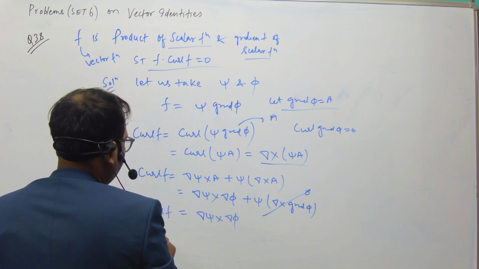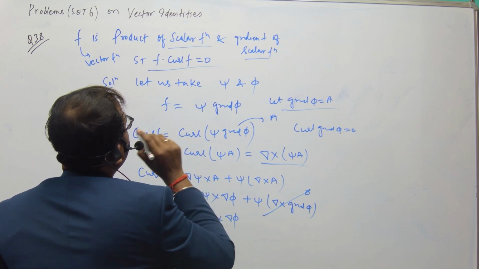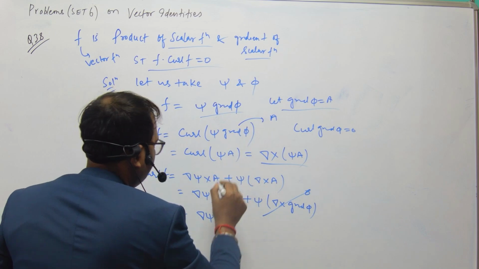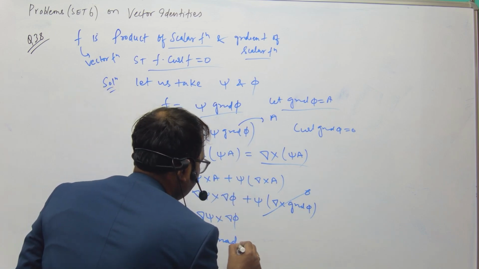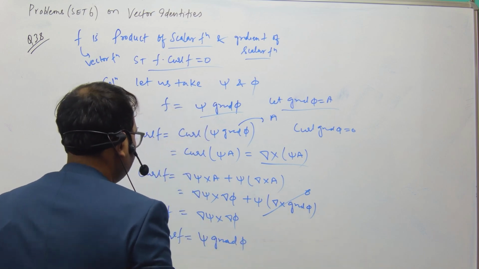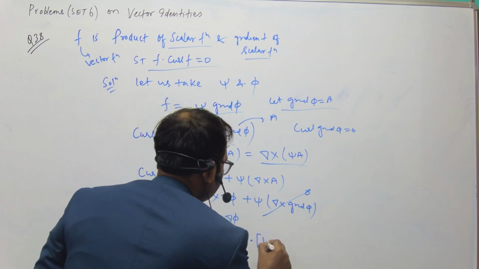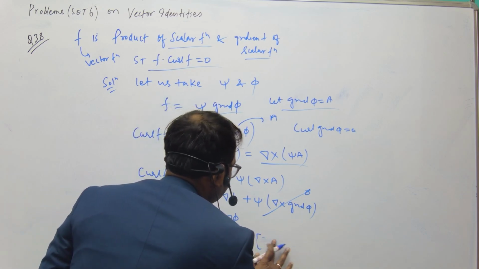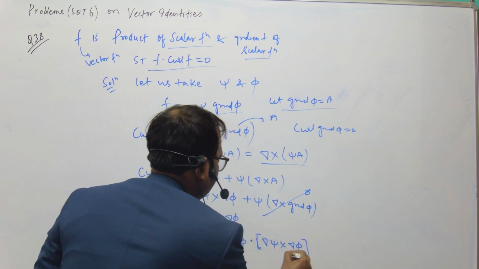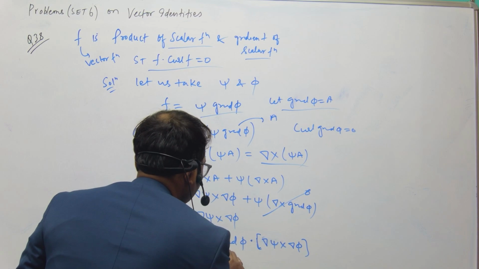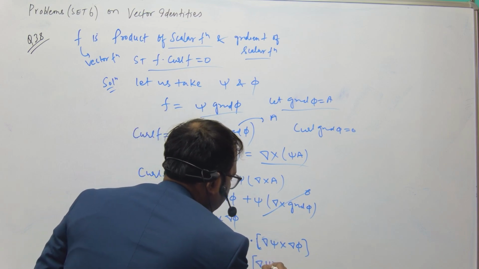Now we have f dot curl of f. F dot curl of f is equal to, f is psi times gradient of phi, dot curl of f, which is del psi cross del phi. So it equals psi times gradient of phi dot del psi cross del phi.